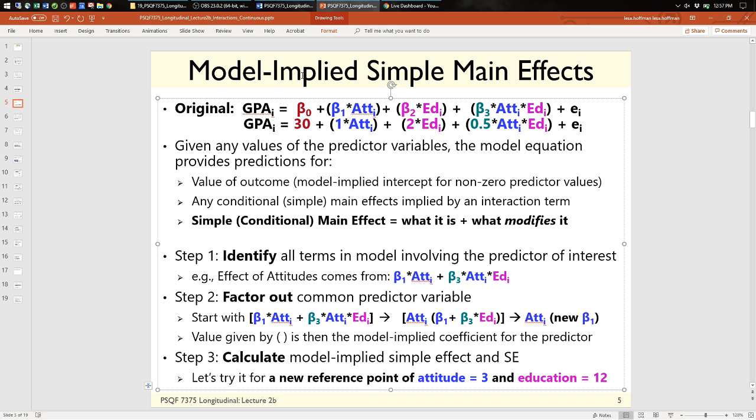If you then factor out attitudes out of these two terms, you get something that looks like this, right? So the terms in parentheses, this linear combination of beta 1 plus beta 3 times education, gives you the slope for attitudes for any level of education. So not just the one that was given to you by the model, but any. The one that was given to you by the model is when education is 0, because that's the only time that the slope of attitudes is exactly beta 1.